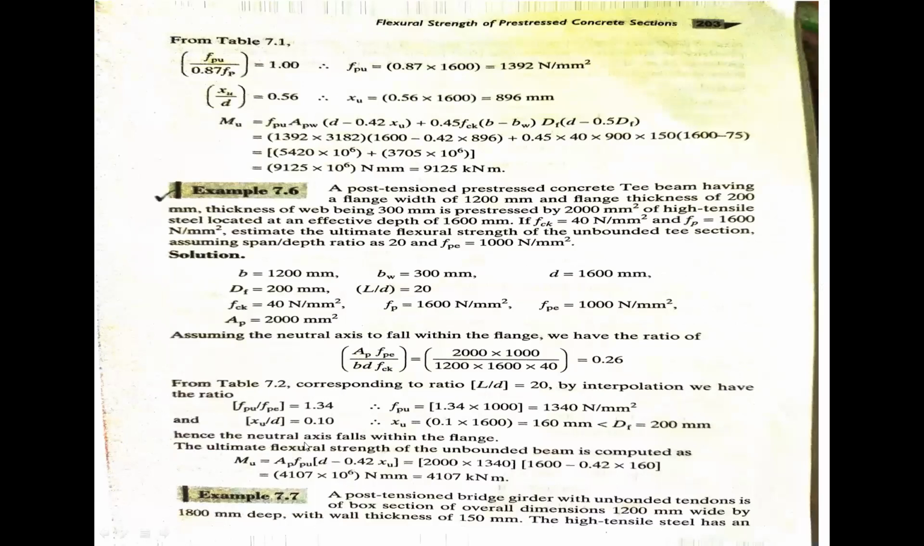Okay, the AP value and FP value you have to give directly. In this problem, we have to calculate within the flange. You have to use this formula for calculating the moment of resistance. And for neutral axis within the web, you have to use this formula: Mu equal to FPU APW (D minus 0.42 XU) plus 0.45 FCK into (D minus BW) into DF into (D minus 0.5 DF). You have to substitute this equation. Finally, we got the moment of resistance for neutral axis within the web: 8011 kilonewton meter. Okay, this is the example problem.